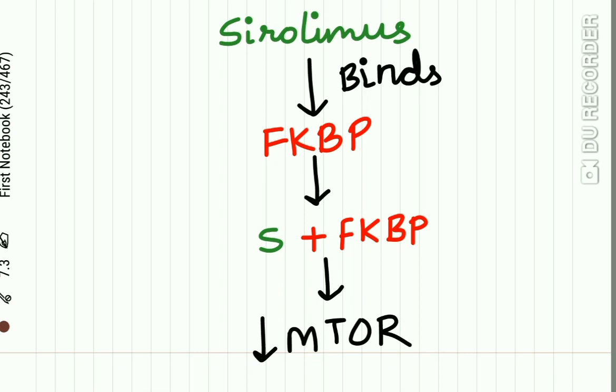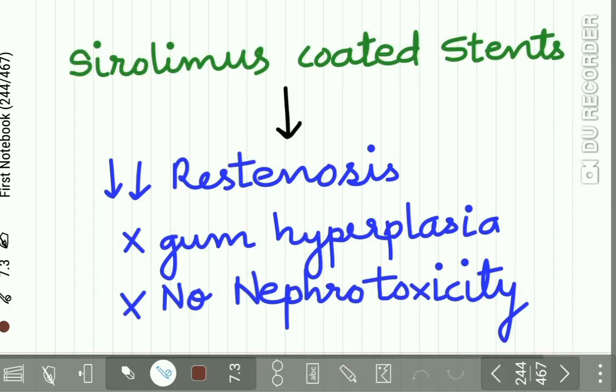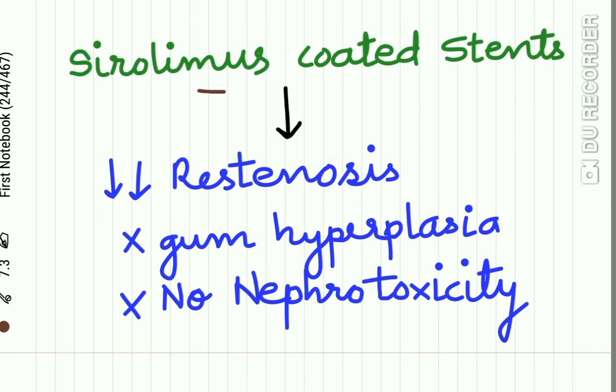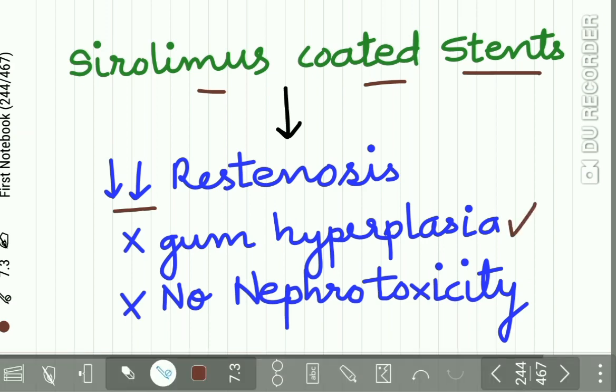Now, this sirolimus binds to FKBP, and this complex formed by sirolimus and FKBP inhibits the mTOR. So this inhibition of the mTOR results in interruption of signaling pathway of T cell proliferation. Now, sirolimus coated stents are also used, which reduces restenosis. Also, it does not cause gum hyperplasia and nephrotoxicity.